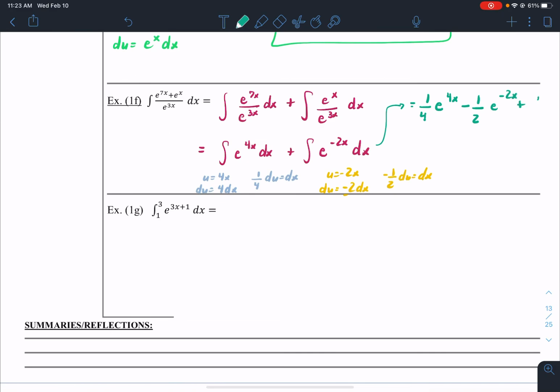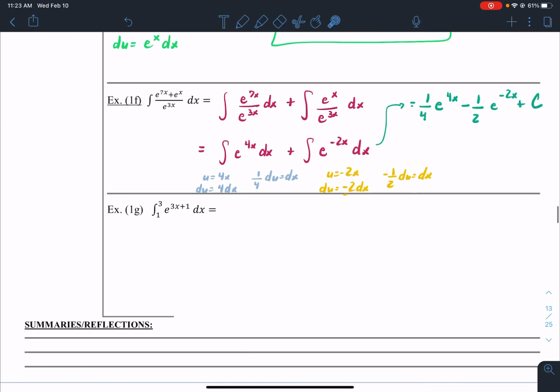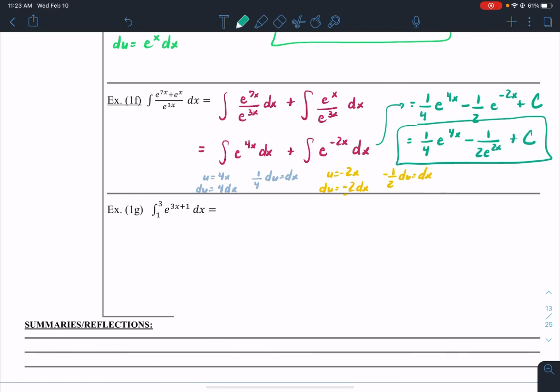Remember, you don't have to have 2 plus c's. A constant and a constant would add to give you just one constant. So you don't have to have 2 of them. I don't like negative exponents. So we're going to move the negative 2x with the e down into the denominator. So I have something that I feel a little bit more comfortable boxing off.